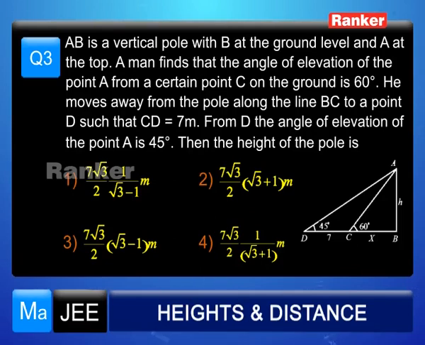He moves away from the pole along the line BC to a point D such that CD is equal to 7 meters. From D, the angle of elevation of the top of the vertical pole, that is A, is 45 degrees. Then the height of the pole is: first option, 7 root 3 by 2 into 1 by root 3 minus 1. Second option, 7 root 3 by 2 into root 3 plus 1. Third option, 7 root 3 by 2 into root 3 minus 1 meters. Fourth option, 7 root 3 by 2 into 1 upon root 3 plus 1 meters.